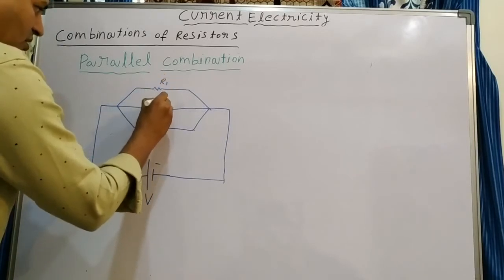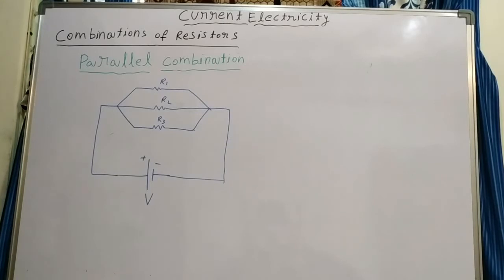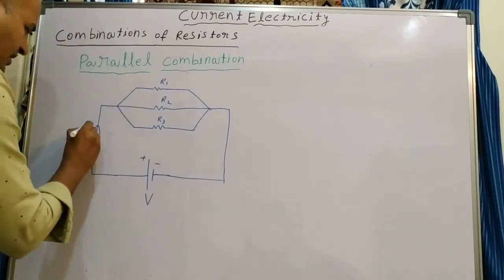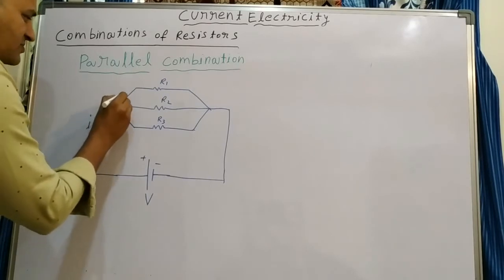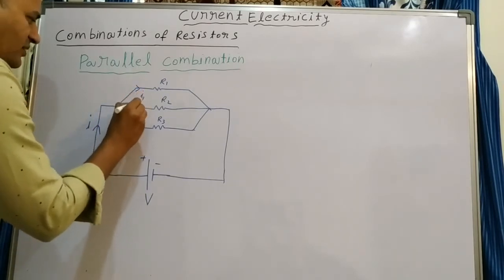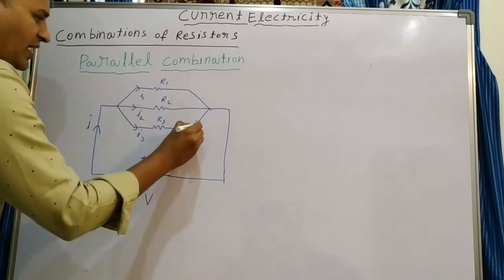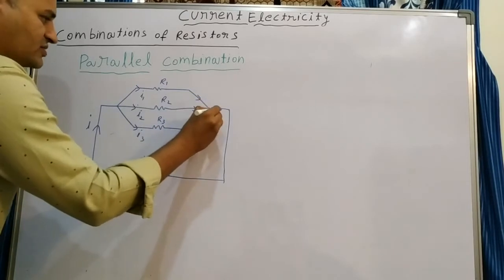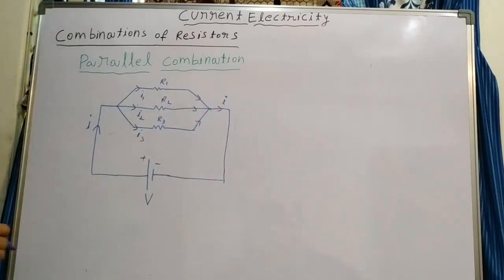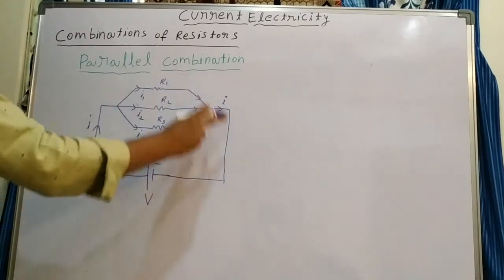R1, R2, R3. Some current is flowing from positive to negative. So current flowing is I. That current will be split into three currents, that is I1, I2, I3. These three add up here. Again it flows as total current I. So how much current flows here, the same current enters here.